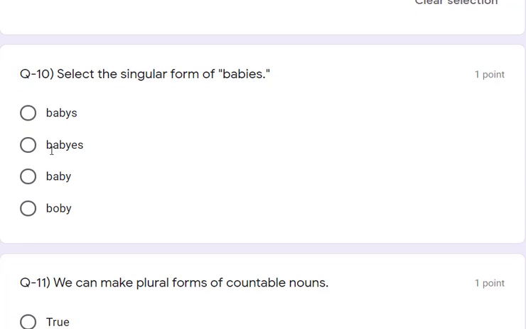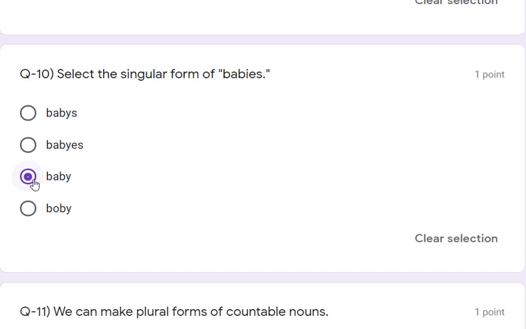Select the singular form of babies. Which is the singular form? Baby is the correct answer. Why? Because singular form ending with Y, we will remove Y and we will add IES. That is the plural form babies. So we are going in reverse in this option. So baby is the correct answer.